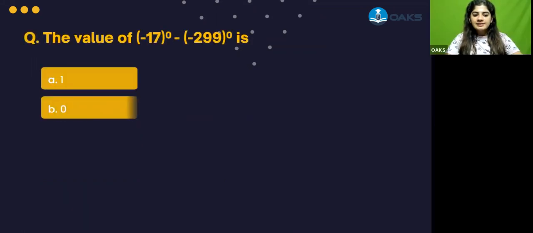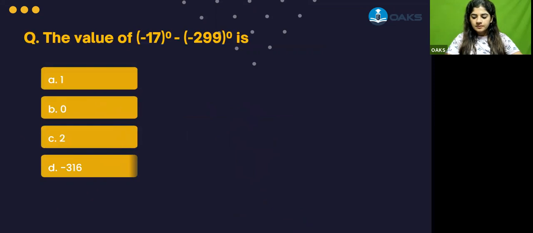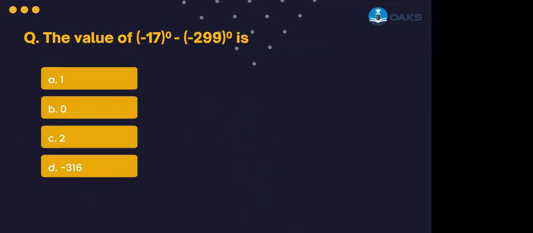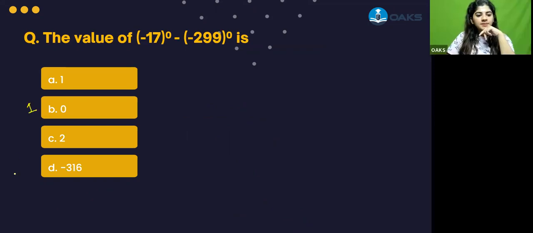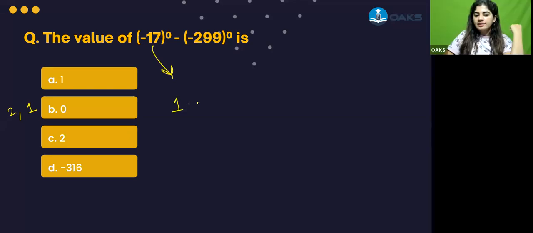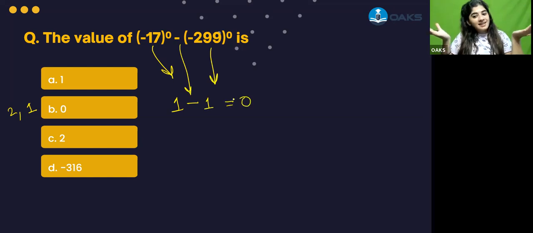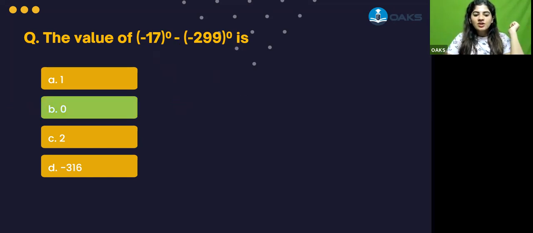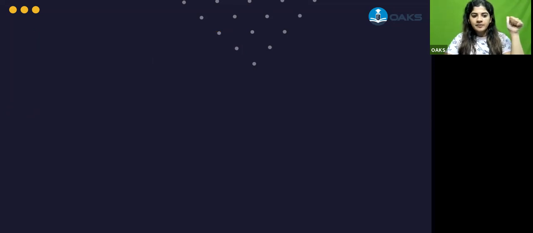Okay, let's solve this. B, madam. School 1 said B. School 2 said B. Okay, so B. First, the answer of this thing is 1. Then in between is a minus sign. Then the answer of this thing is 1. So we have 0 as the answer. So 0 is the correct answer.